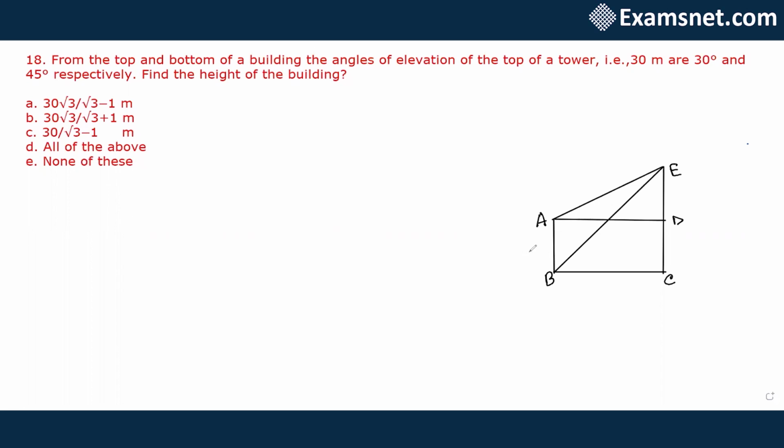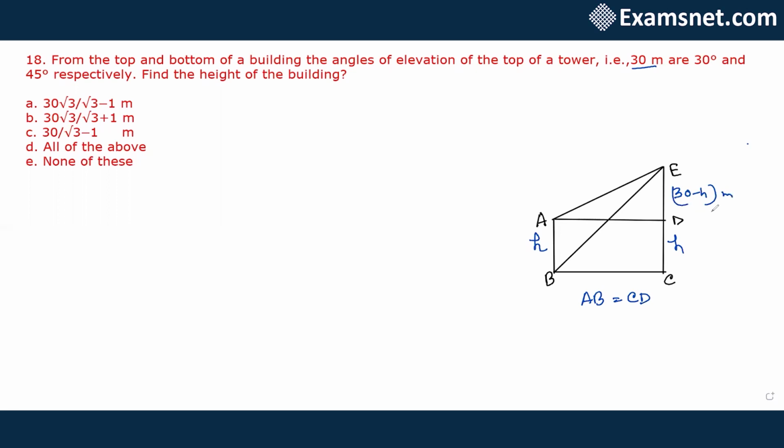Here, AB refers the building. So we can assume that the height of the building as H meter. Next, CE refers the tower. So here the length of CE is 30 meter. But according to the picture, we can say that AB equals to CD. That means CD, this part is of H meter length. So since the total length is 30 meter, we can say DE is 30 minus H meter.